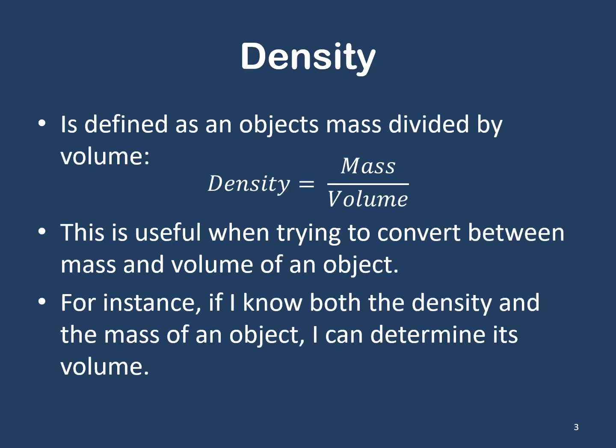Let's talk about density. Density is defined as the mass of an object divided by its volume. It's kind of a concentration unit of mass, right? How concentrated is the mass in your substance? We use density primarily to convert between mass and volume for an object. If I know an object's density and I know its mass, then I can calculate its volume. If I know an object's density and I know its volume, I can calculate its mass using primarily this equation.